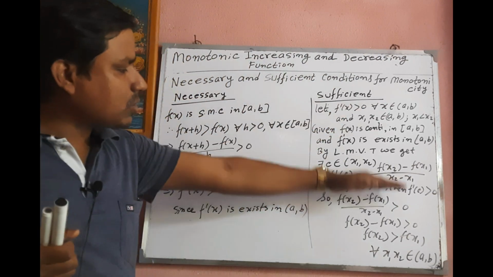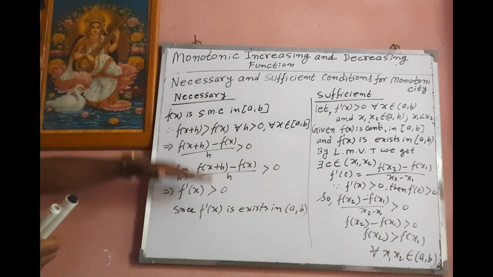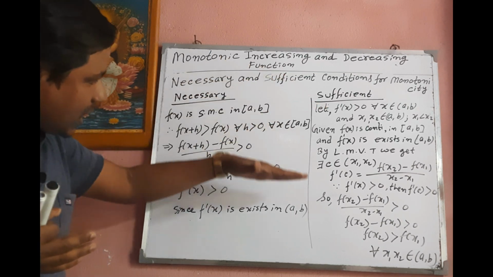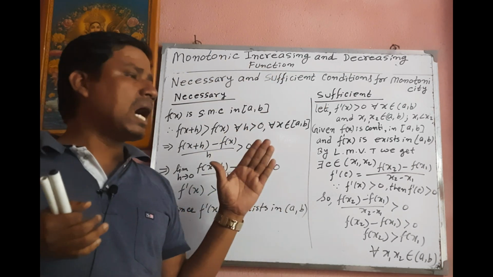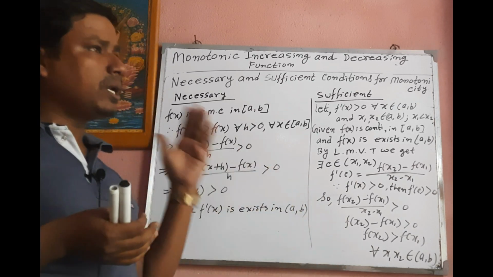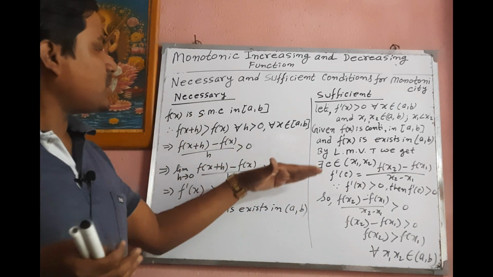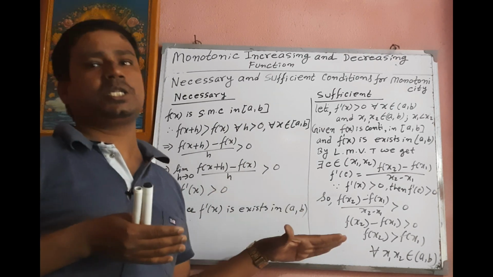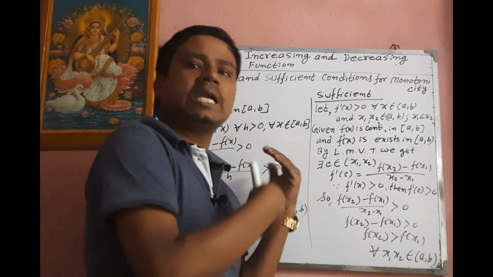So this is the sufficient condition, and this is the necessary condition. Both the necessary and sufficient conditions are in a single frame for your better understanding. We represent the necessary and sufficient conditions at one time for the sake of simplicity. Okay, we move to the next.